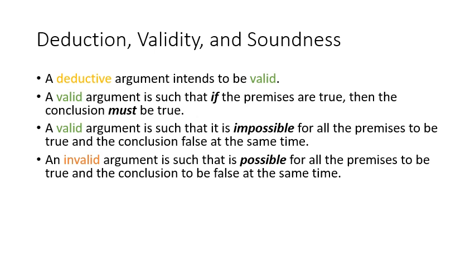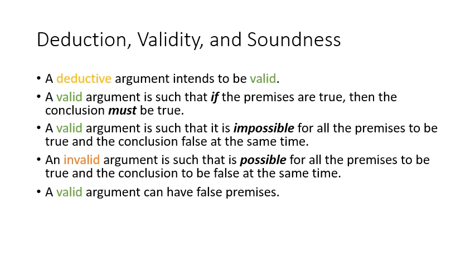An invalid argument is just any argument that isn't valid, and I bring this up here just to see what the difference is. An invalid argument is such that it's possible for the premises to be true and the conclusion false. So an invalid argument is such that even if your premises are true, it's still possible that the conclusion is false. We'll be looking into that in more detail as we go along.